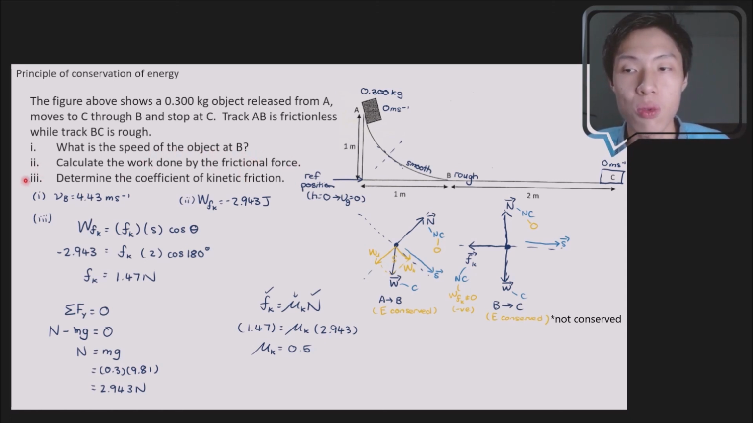And when you proceed to question 3, you have to use back concepts that you have learned from chapter 4. You use Newton's first law to determine the normal force, and you use the equation for kinetic friction to determine the coefficient of kinetic friction. And that's how you will solve this problem over here.